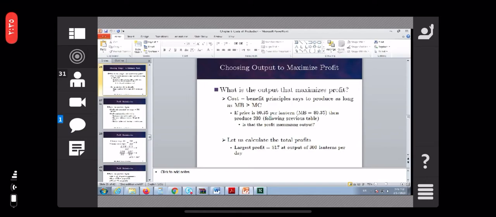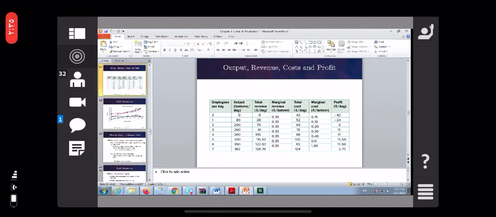Okay, this is what we have just explained. Let us calculate the profit of 17 at output 300. We saw in the schedule the highest point, the largest profit of 17 at a total output of 300. This is the largest profit, 17, at our largest production of 300.